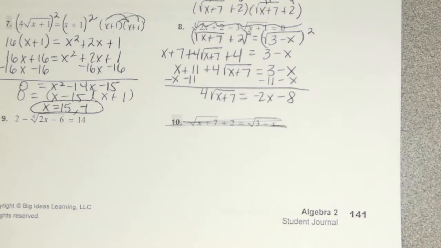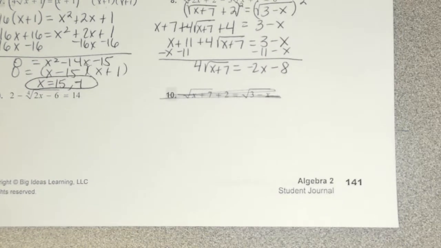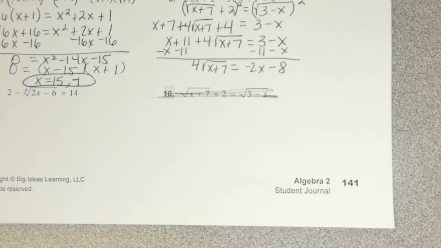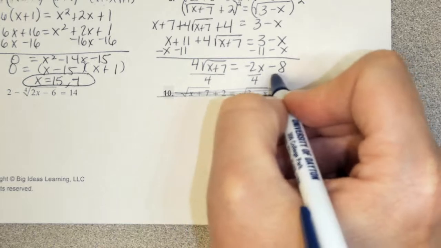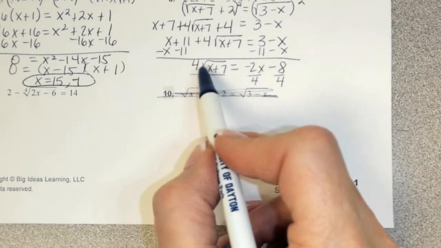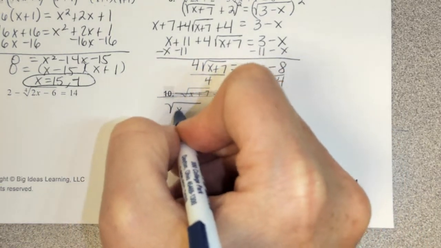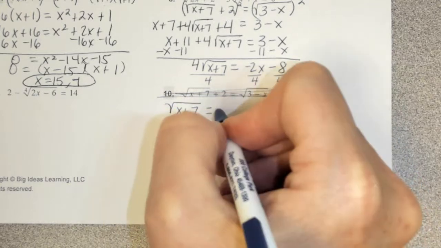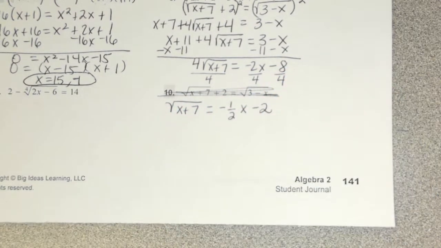At this point, there are a couple of different ways to go, and I don't care which way we go with it. Kaylee, what would you do next? Okay, so if I divide this side by 4, this term by 4, and that term by 4, every term, this is a term by itself because it's multiplication. So that's going to give me radical x plus 7 equals negative 1/2 x minus 2.